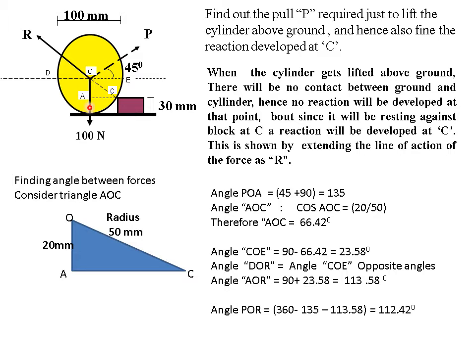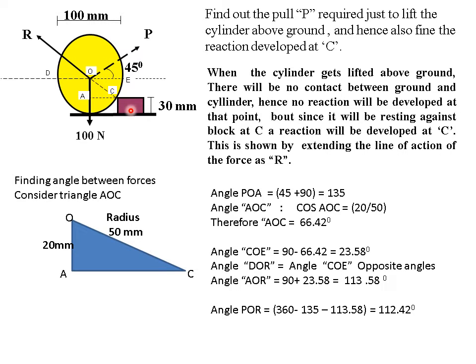The weight of the cylinder is acting vertically downward, 100 newtons. This is the force P applied to pull the cylinder. When it is said just to lift above ground, that means there will be no contact between the cylinder and the ground surface. Therefore, reaction will not be developed at this point, but reaction will be developed at the point of contact. So this is the point of contact.